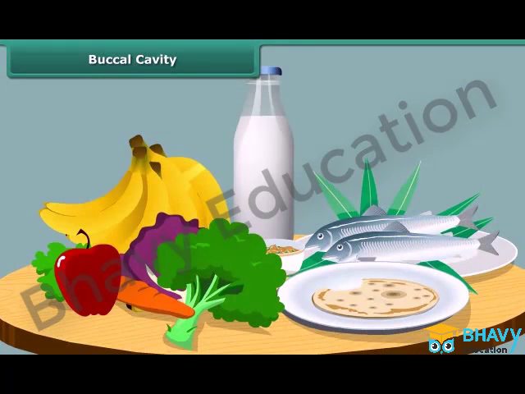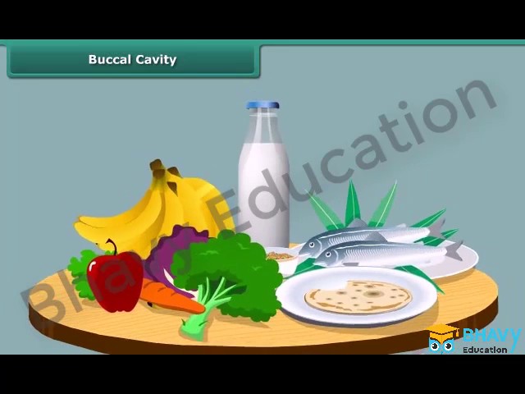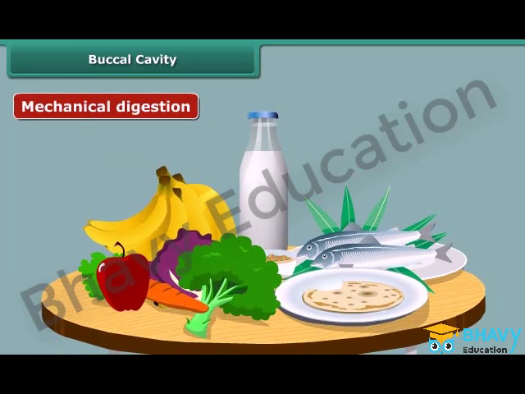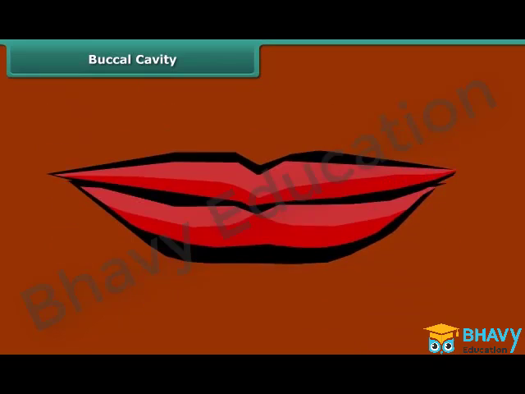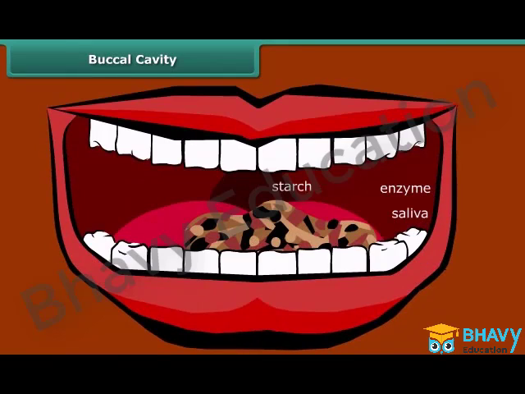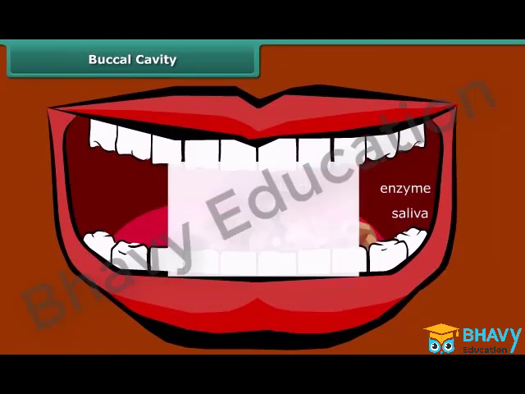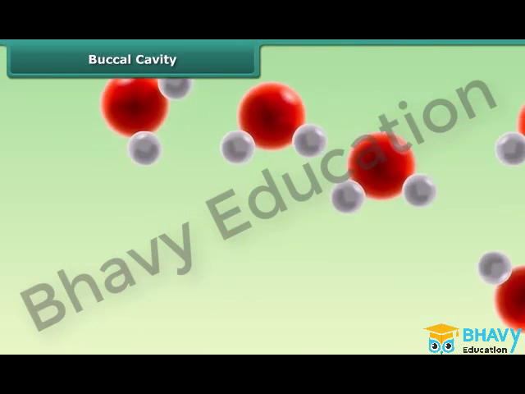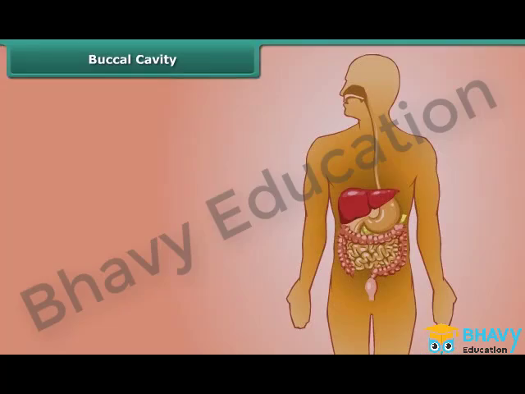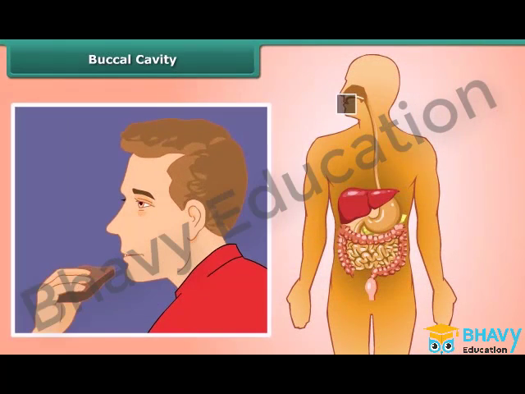Breaking down of food occurs by two ways: mechanical digestion and chemical digestion. Mechanical digestion is the physical breaking down of food when we chew the food with the teeth. Chemical digestion is the chemical breakdown of food into the molecules the body can absorb. Both types of digestion take place in the mouth.